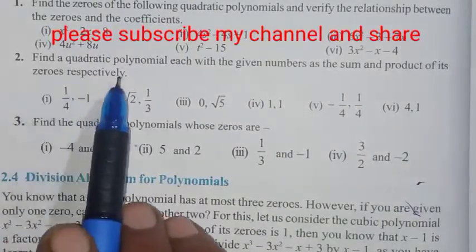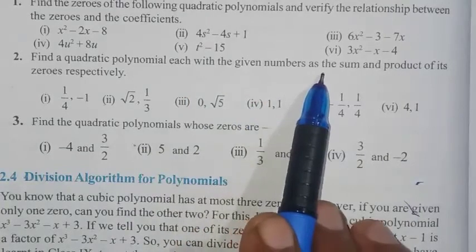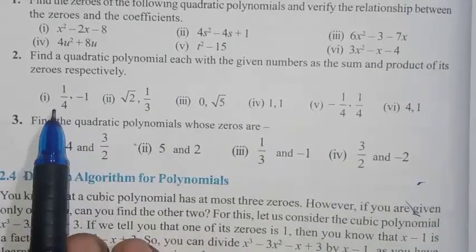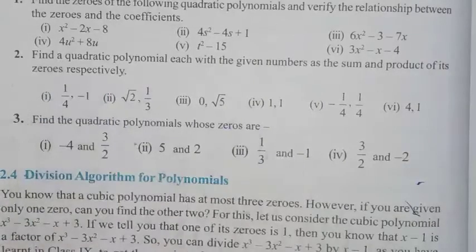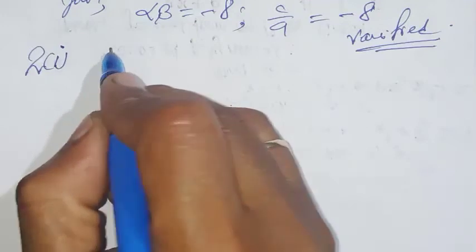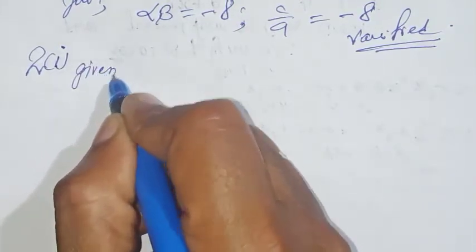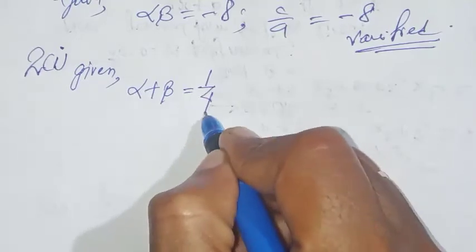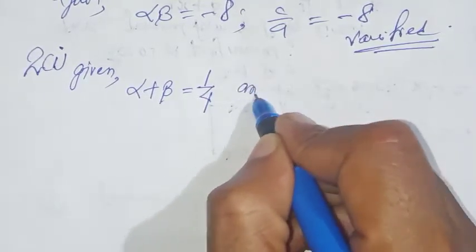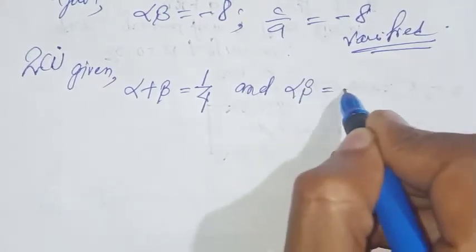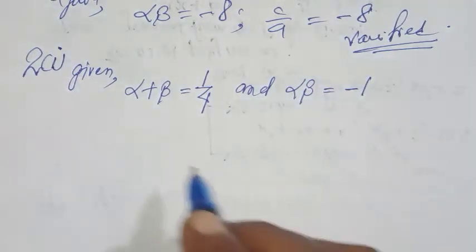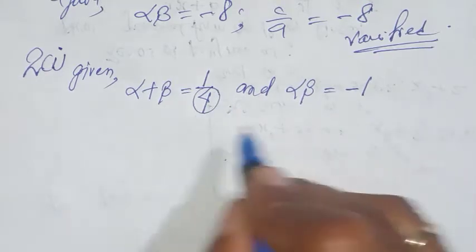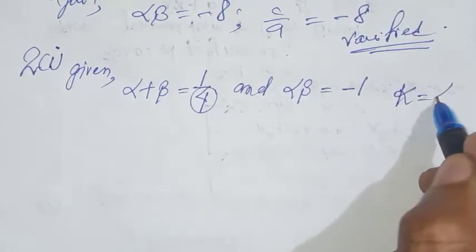Now see question number 2. Find the quadratic polynomial each with the given number as the sum and the product of its zeros respectively. One is the sum, one is the product. We have to find out the quadratic polynomial. Question number 1. What is given here? Given alpha plus beta equals 1/4, and given alpha beta equals -1. Here you see this one is the denominator, that is nothing but k, so k equals 4.